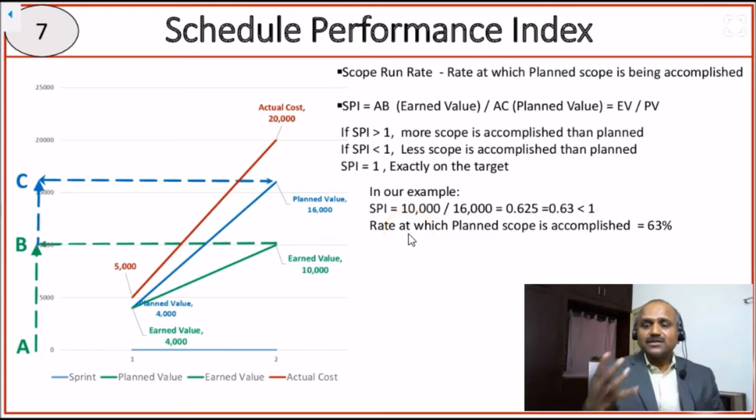Look at the beauty of what earned value management or earned value analysis is throwing at us. First of all, it is integrating scope, time and cost into money terms. Second, it is explaining the scope completion in percentage terms and money terms. So at the end of sprint 2, 63% of work is completed. Nobody can deny this. It is a fact. It's a data point.